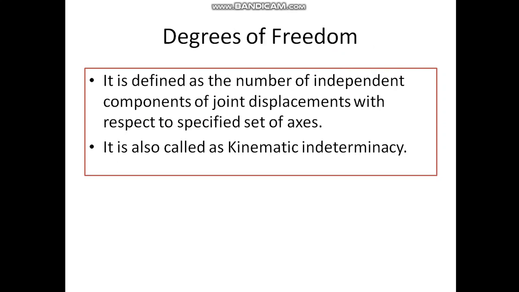Now you see what you mean by degree of freedom. Very important. The degree of freedom is also called kinematic indeterminacy. Usually the degree of freedom is defined as the number of independent components of joint displacements with respect to a specified set of axes, which is called the degrees of freedom.